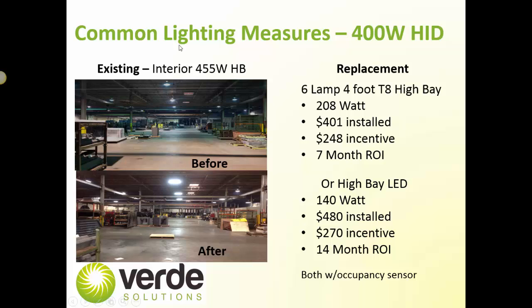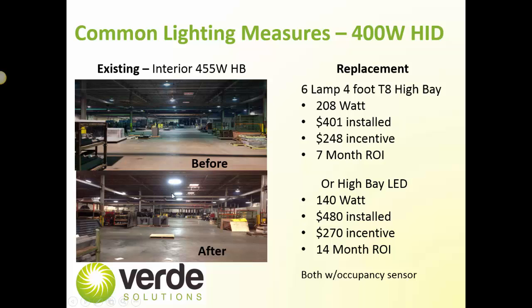And so you're going from 455. So again, these are 400 watt metal halides. 55 watts is just the ballast that you don't even see. You could probably hear it because they're buzzing, but you don't see it. So that is replaced with the 6-lamp 4-foot T8 high bay. We're probably using a high factor ballast there. It's 208 watts, so we're reducing it over 50%. It's $400 installed. You get a $248 incentive and a 7-month ROI.